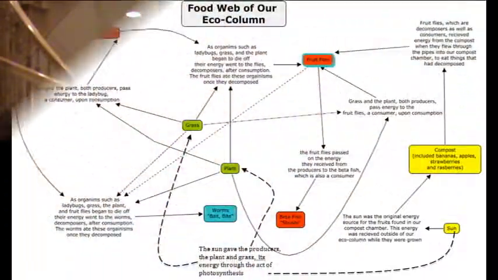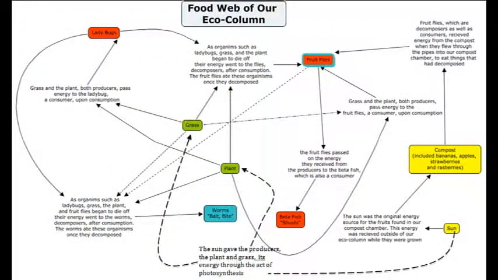Energy flow. Related food chains that are in an ecosystem are called food webs. A food web is a diagram of all the feeding relationships, including all of the organisms in an ecosystem. Each group in the food chain affects all of the others. In our eco-column, we have 3 consumers: the ladybugs, the fruit flies, and the betta fish.